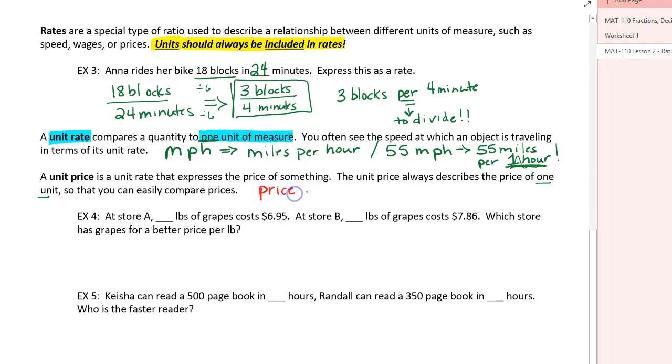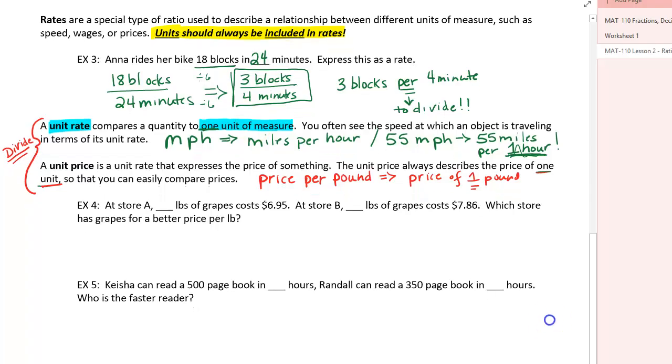Which we'll see in example 4. So that is the cost or the price of 1 pound. So there's that 1 unit again. So to find the unit price or the unit rate, what you want to do is do what the word per tells you to do, and that is to divide. So let's look at an example.